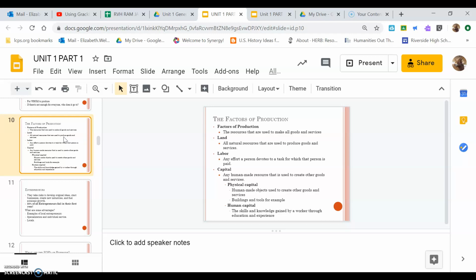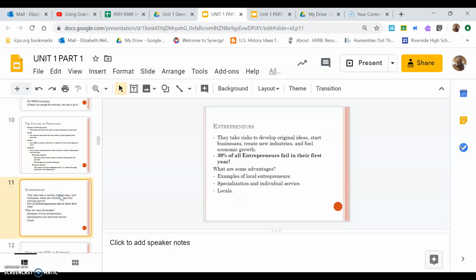Capital, there's physical and human. Physical is man-made objects to create other goods. Yes, money can go under physical capital too. Human capital is the skills and knowledge. So my education is my human capital to help serve you guys and give you guys an education, right? And then entrepreneurship, they're the people who take the risk to develop original ideas, start businesses, create new growth, right?